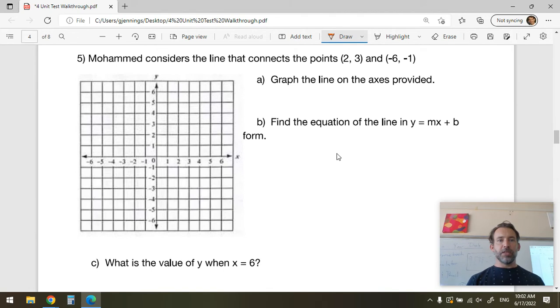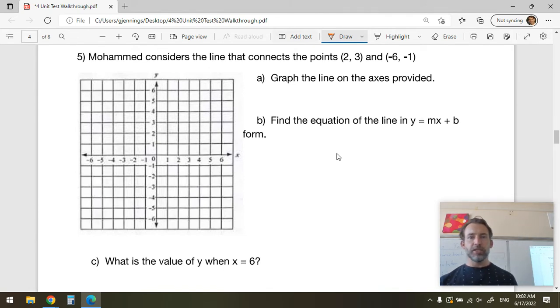Now, Muhammad is busy considering a line that joins these points. So I suggested that you graph the line as a way to... Oh, Landon, you have a question?